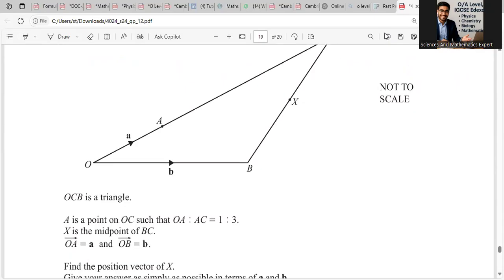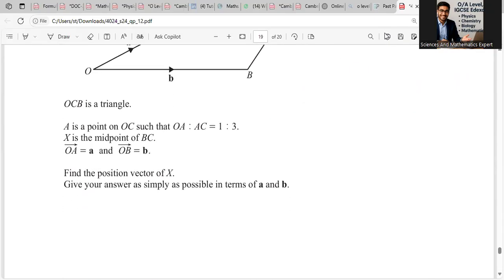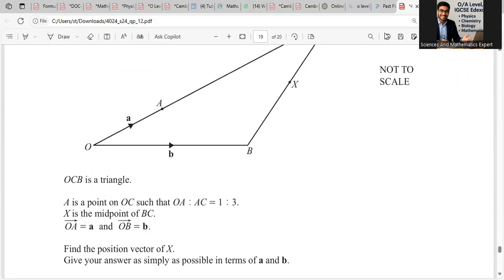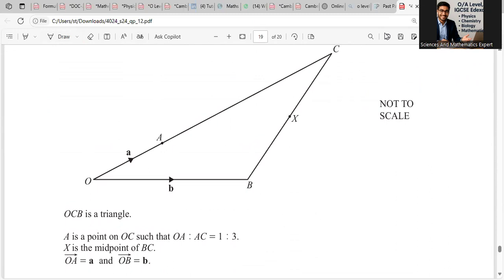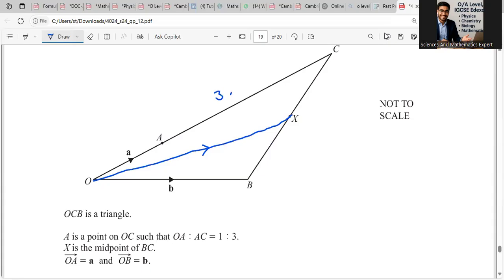Okay, now he is going towards vectors. It is also a very interesting topic over there. He is saying find the position vector of x over there. This is the point for x. I will have to find the position vector of x in the form of OX. And he has given me that OA and AC is 1:3. So it means A is here and 3A is here. So total is 4A over there.